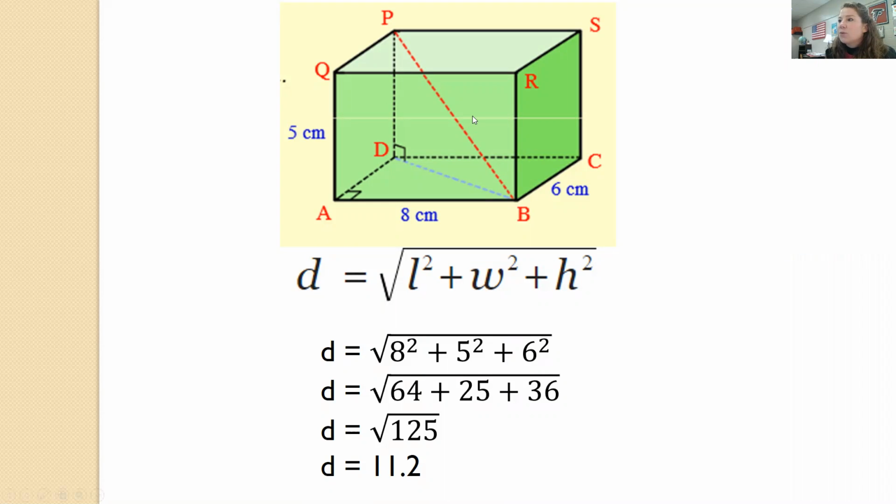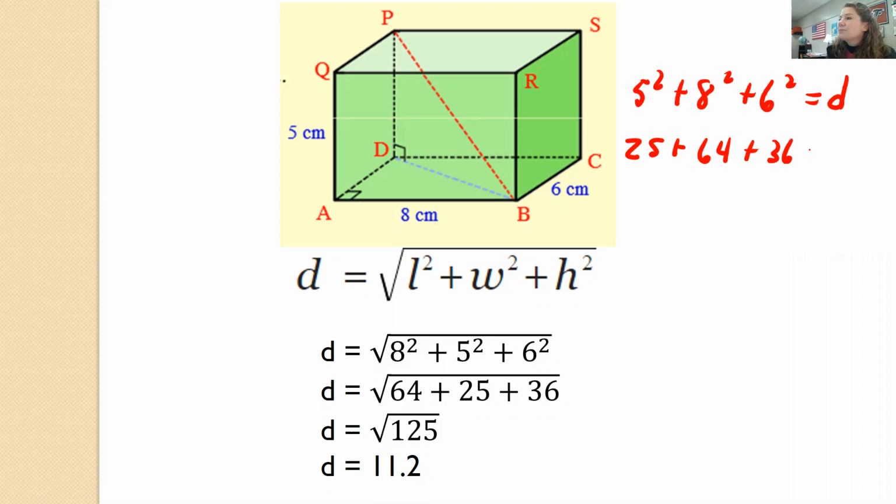Since boxes have a length, width, and a height, you're actually going to square 5, you're going to square 6, and you're going to square 8. So 5 squared plus 8 squared plus 6 squared is going to equal that three-dimensional distance from the top corner to the bottom corner. So 5 squared is 25 plus 64 plus 36 is equal to D.